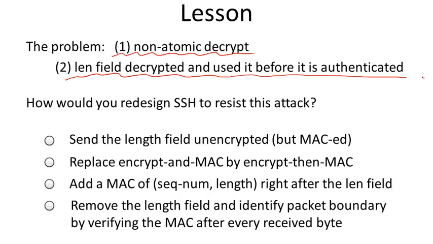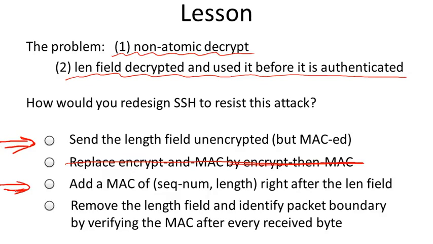And let me tell you that multiple answers might be correct. One option is to send the length field in the clear, just as in the case of TLS. In this case, there's no opportunity for an attacker to submit a chosen ciphertext attack because the length field is never decrypted, and so there's no decryption taking place that the attacker can abuse. Replacing encrypt-and-MAC by encrypt-then-MAC doesn't have any impact because this attack would apply either way. The problem is that the length field is used before it's authenticated, and that would have to happen either way. So a better mode of encryption doesn't actually help.